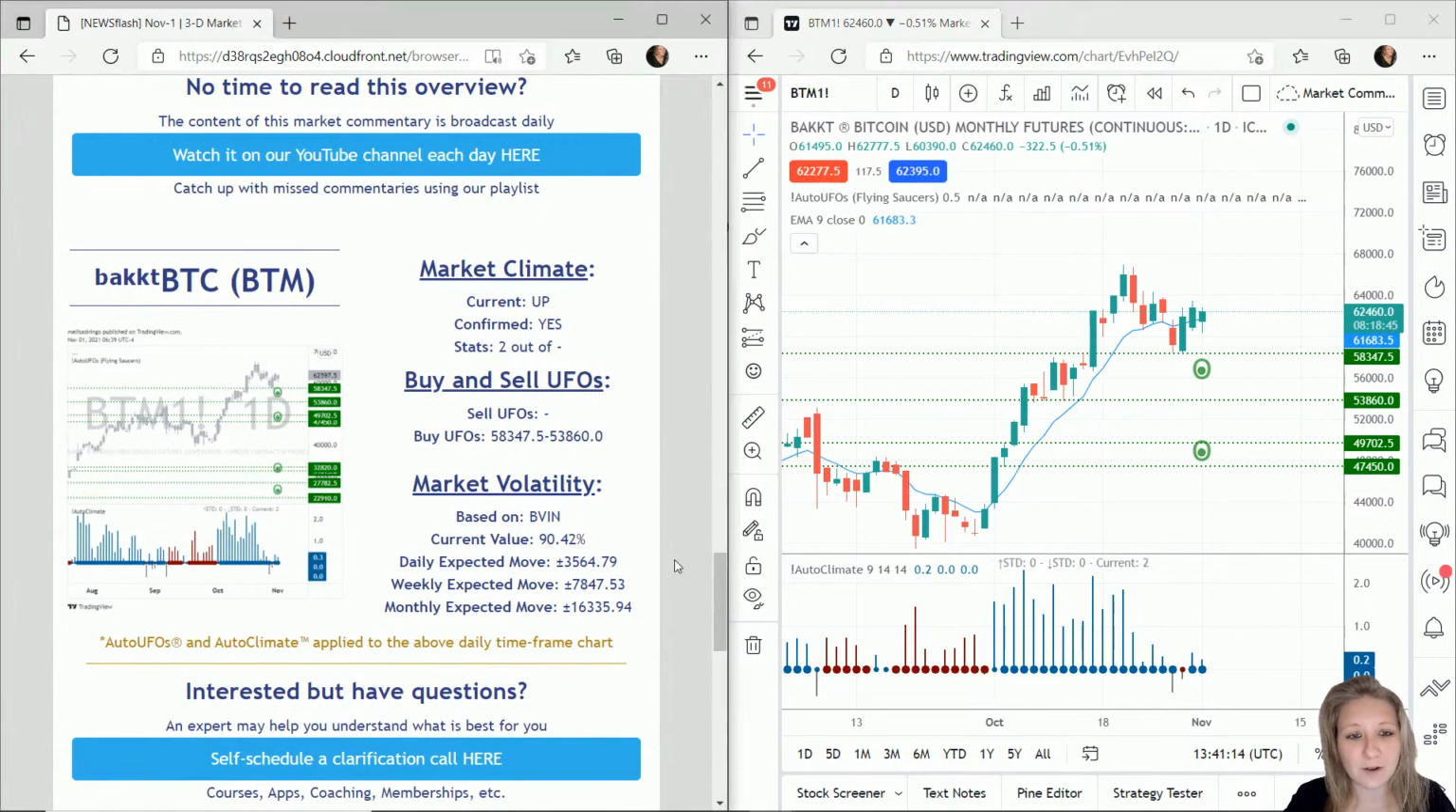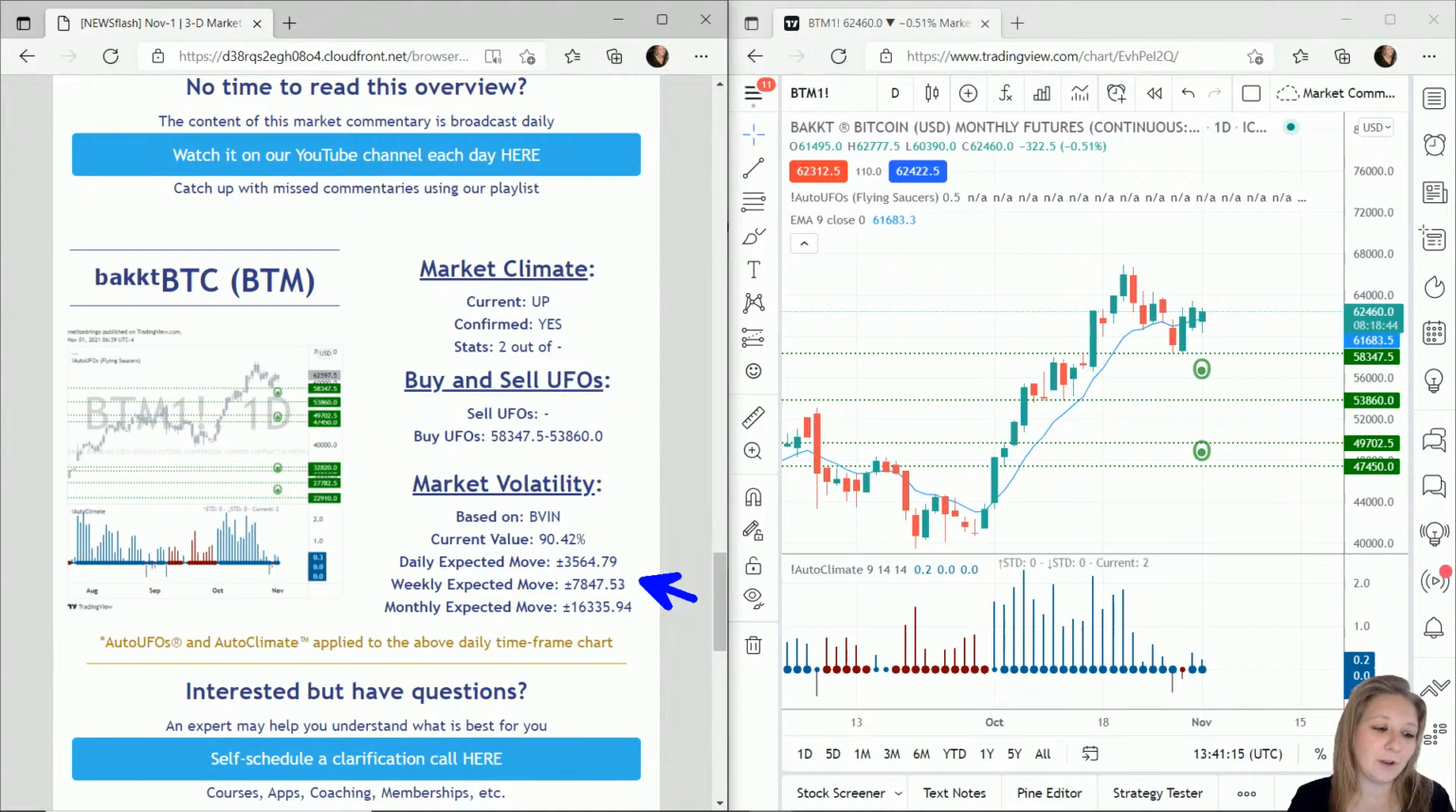Now for each of these markets, we have looked at climate, which tells us where probabilities are, up, down or nowhere. We've looked at buy and sell UFOs. Where do we have buyers and sellers if they were here? None on this chart, but where do we have buyers and sellers that could push price up or down respectively? And we've looked at volatility. How quickly could these markets move?